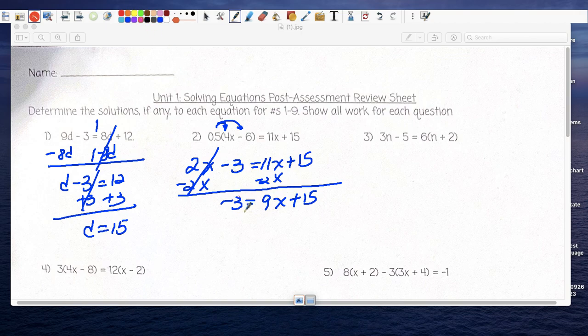Remember, our objective is to have x all by itself, isolated. So I need to get rid of the coefficient 9 and the constant. We get rid of the constant first. So let's do minus 15, minus 15. That goes away. 9x comes down because it's the only thing left over. This becomes negative 18. Divide by 9, divide by 9. 9 divided by 9 is just x, and negative 18 divided by 9 is negative 2.